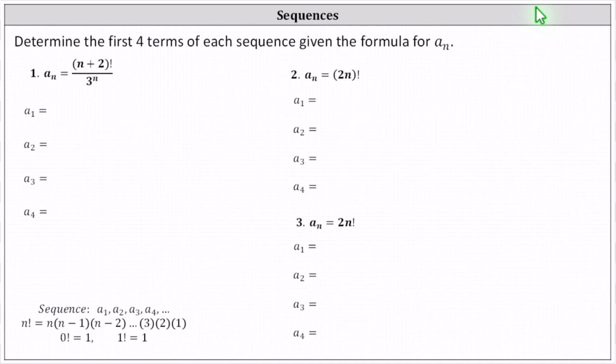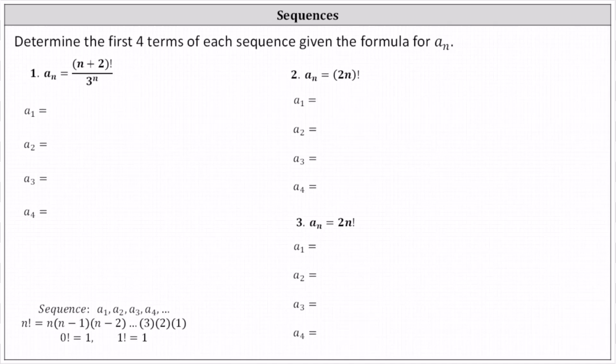Determine the first four terms of each sequence given the formula for a sub n. For number 1, we have a sub n equals the factorial of n plus 2 divided by 3 to the power of n. The first term in the sequence is a sub 1. The subscript indicates the value of n. To determine a sub 1, we substitute 1 for n.